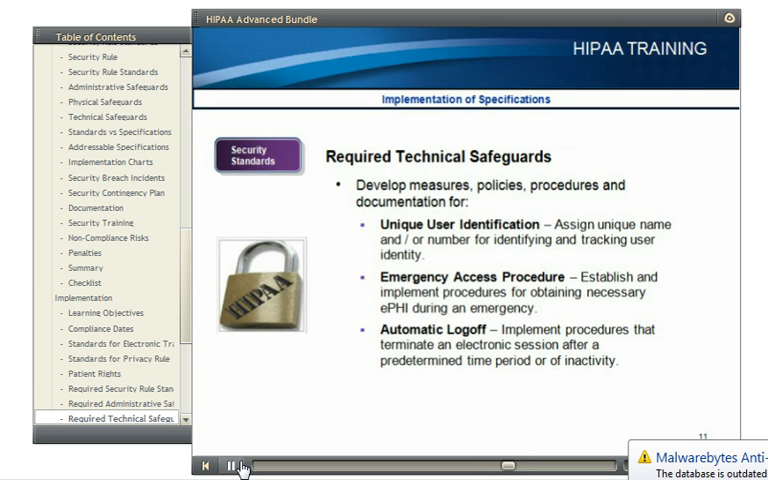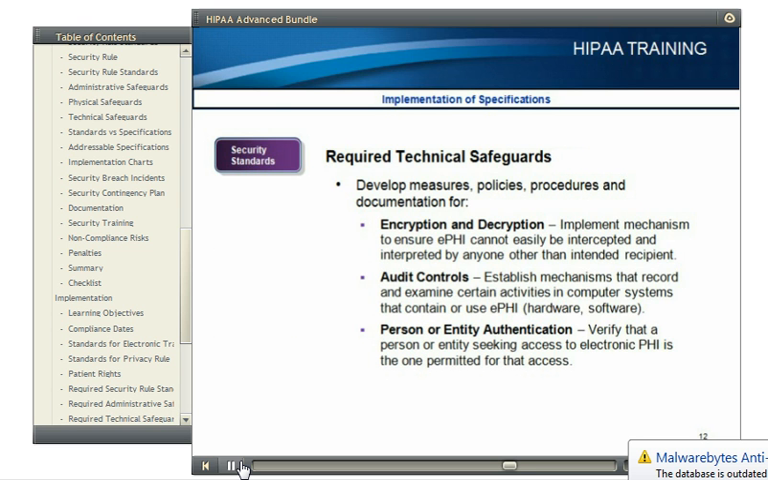Emergency access procedure. Establish and implement procedures for obtaining necessary ePHI during an emergency. Automatic log-off. Implement procedures that terminate an electronic session after a predetermined time period of inactivity. Encryption and decryption. Implement mechanism to ensure ePHI cannot easily be intercepted and interpreted by anyone other than intended recipient.